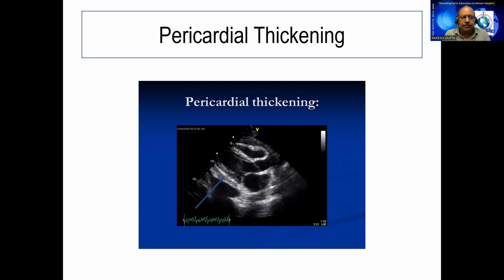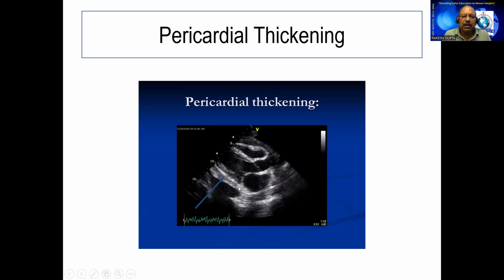Now, when we talk of pericardial thickening, this is what we start looking at. All of us understand we have an endocardium, we have a myocardium, then we have a pericardium. The pericardium is between the visceral and parietal pericardium, and this is what the visceral and parietal pericardium is. We look at it in multiple views, and the most common view which we employ in day-to-day practice is the parasternal view.